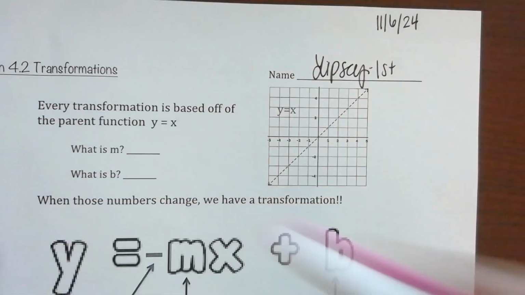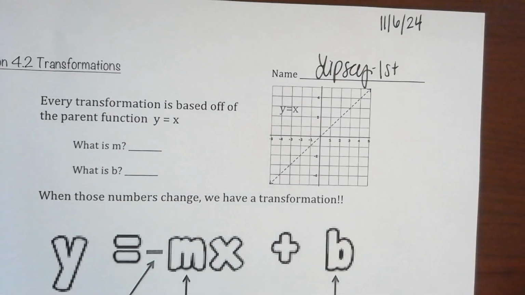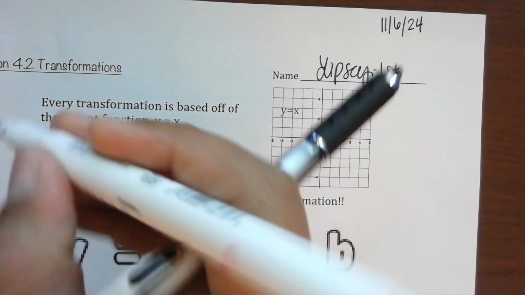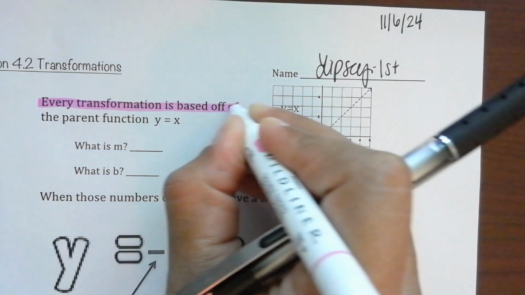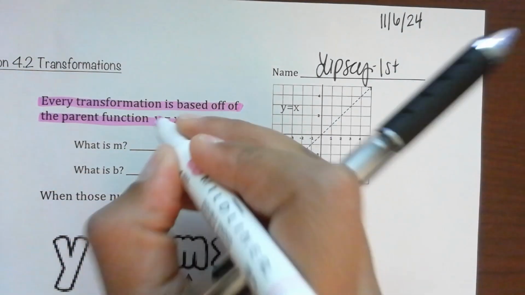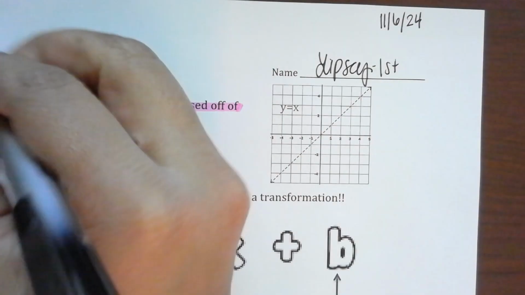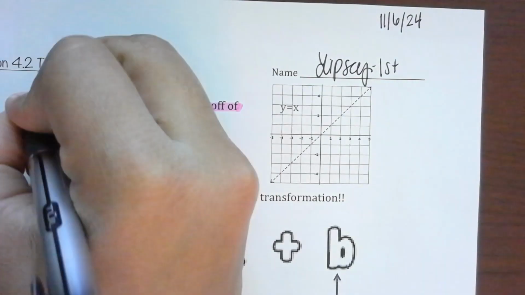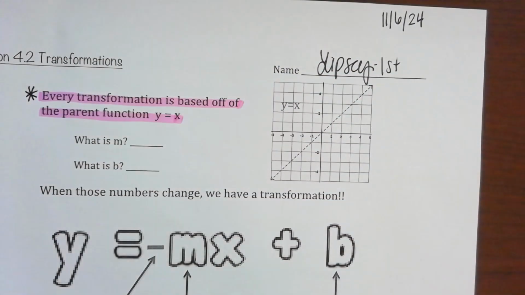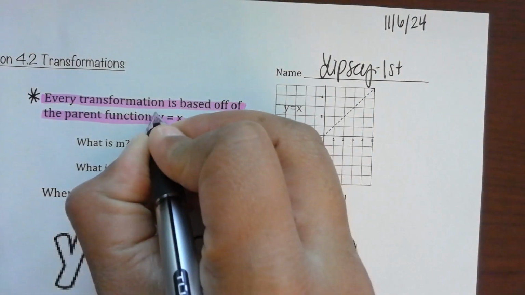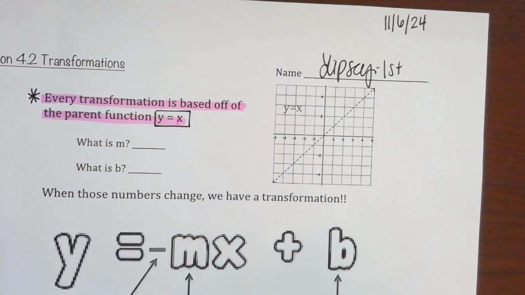So let's look at this. Every transformation is based off the parent function. Please highlight or underline. Put an asterisk next to that. That's a little snowflake thing that you typically see your teachers do all the time. That's an asterisk. Every transformation is based off of the parent function, whether it be y equals x squared, y equals x cubed, y equals the square root of x. You get the idea. But we're talking about linear functions. So it's y equals x at all times.